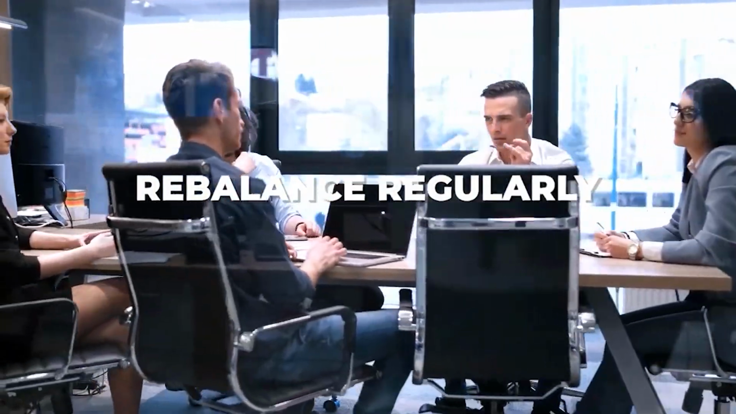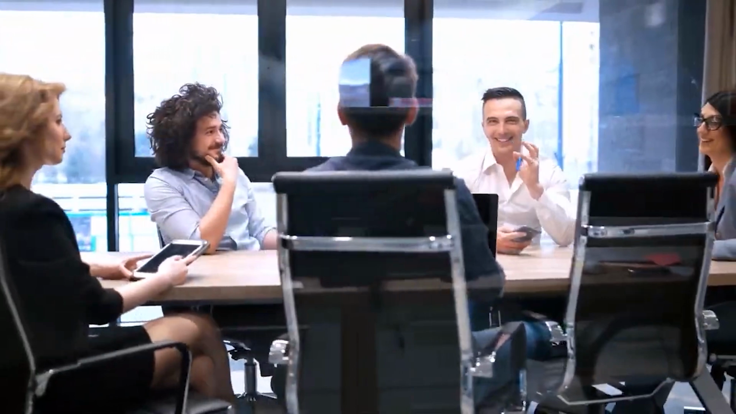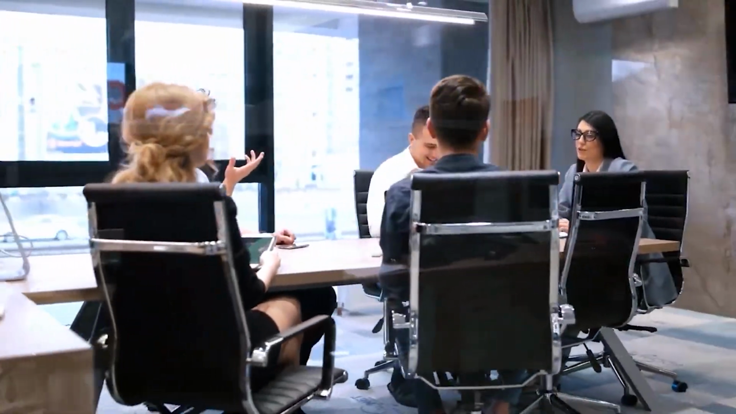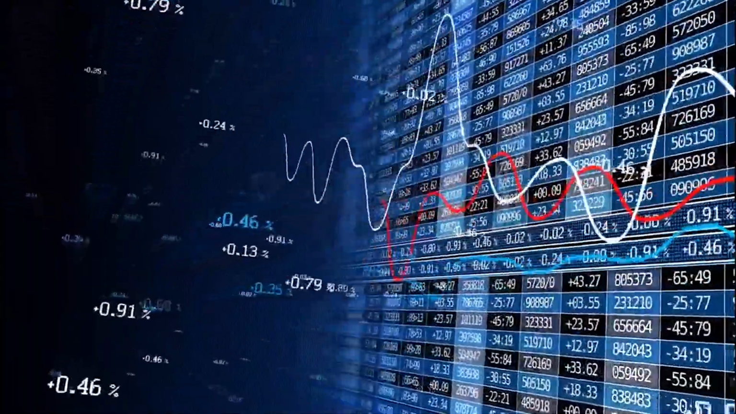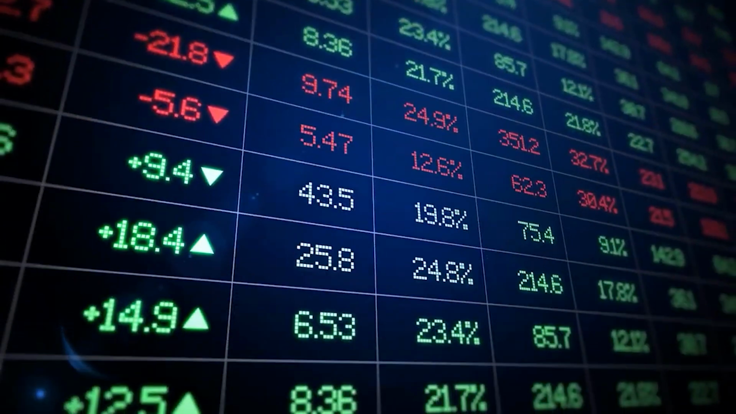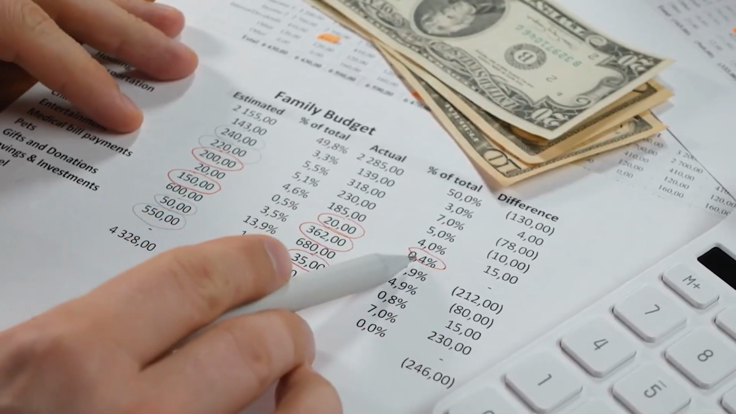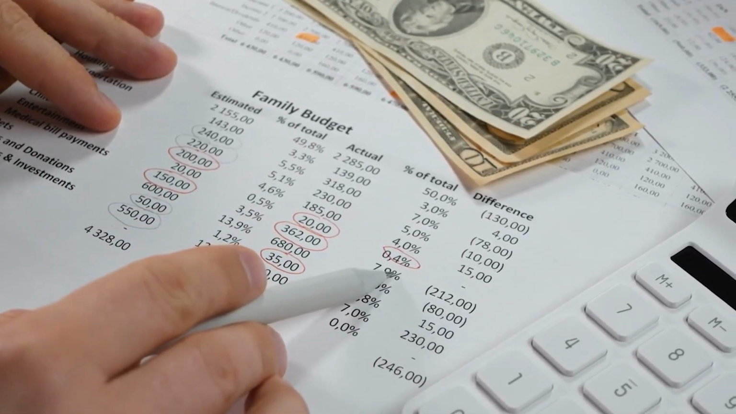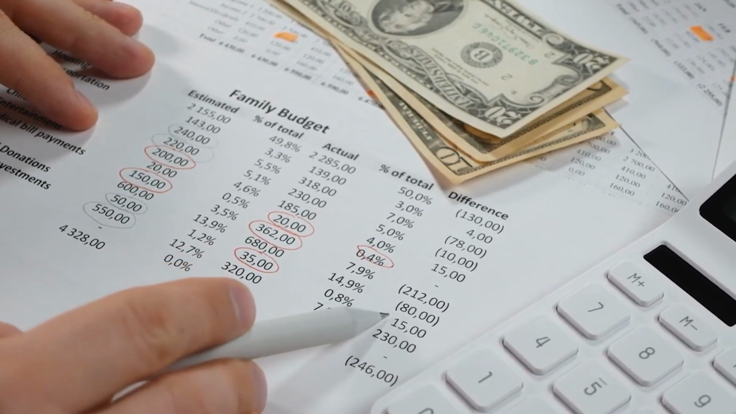Number 2. Rebalance regularly. As the value of your investments fluctuates, you may find that your portfolio becomes unbalanced over time. For example, one company's stock may perform well, while another's does not. Rebalancing your portfolio involves selling some of the stocks that have done well and buying more of the ones that haven't, in order to maintain a balanced portfolio.